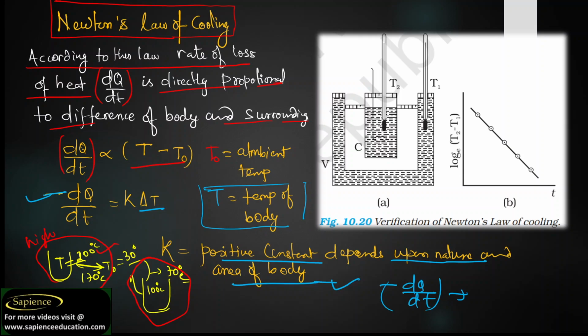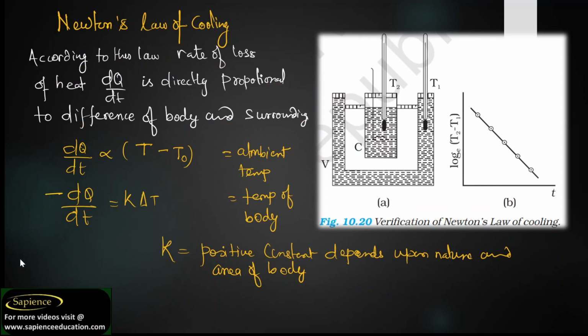So the rate of heat transfer will decrease after some time, because as the body starts cooling, its temperature is also getting lower. That's why it is known as Newton's law of cooling. So I hope you have understood why there is a negative sign in minus dq by dt.